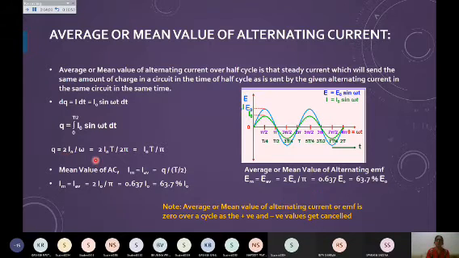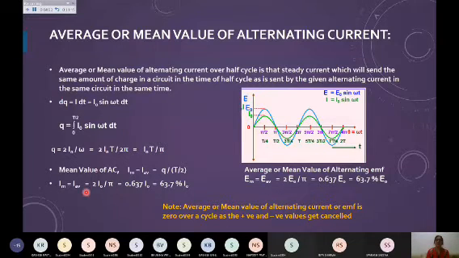And the average current will be given by charge upon time taken. And time here we are using for half of the cycle. So for half of the cycle, time will be T by 2. So charge divided by T by 2. I will be putting the value here for T by 2. So I'm getting the result.